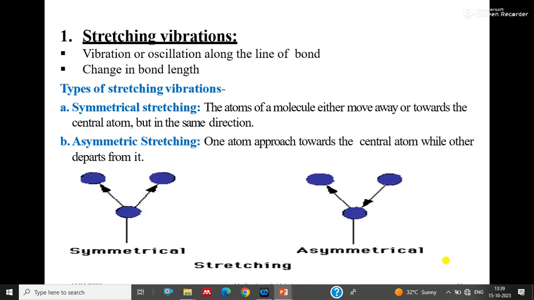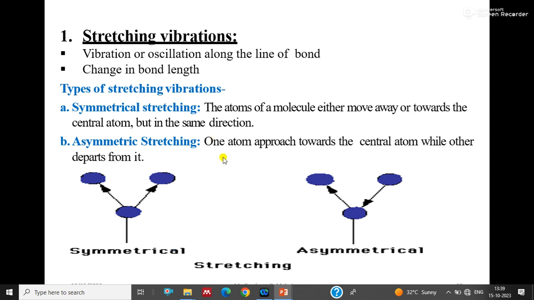So first, stretching vibration. It is vibration or oscillation along the line of the bond, with a change in bond length and not in bond angle. First, symmetric stretching, that is the atoms of a molecule either move away from or towards the central atom but in the same direction. You can see in the figure, both the atoms are moving away from the central atom, or coming towards the central atom, but in the same direction. That type of stretching is called symmetrical stretching.